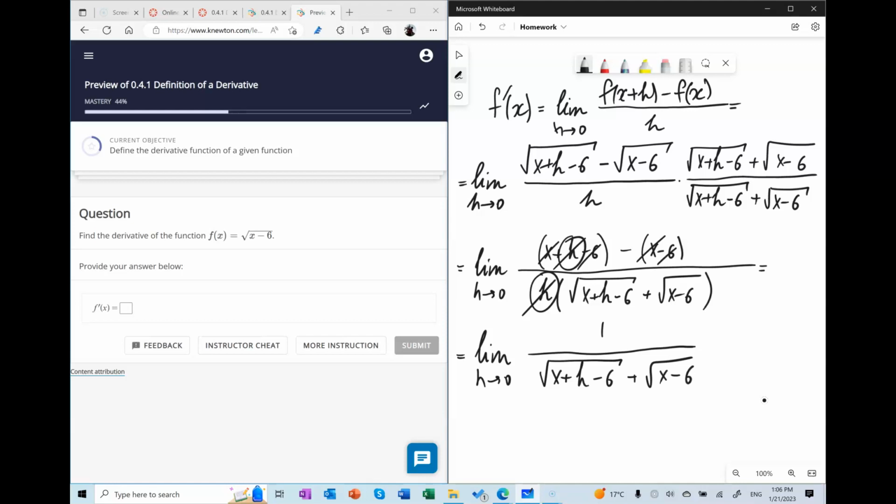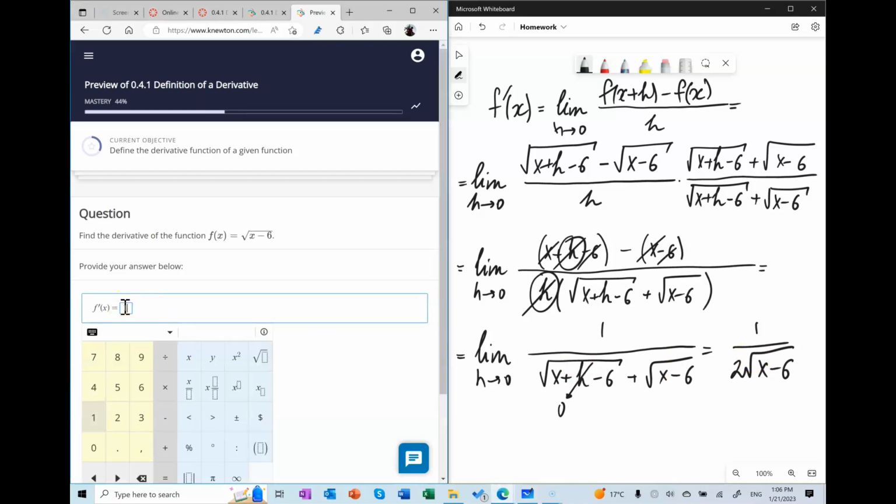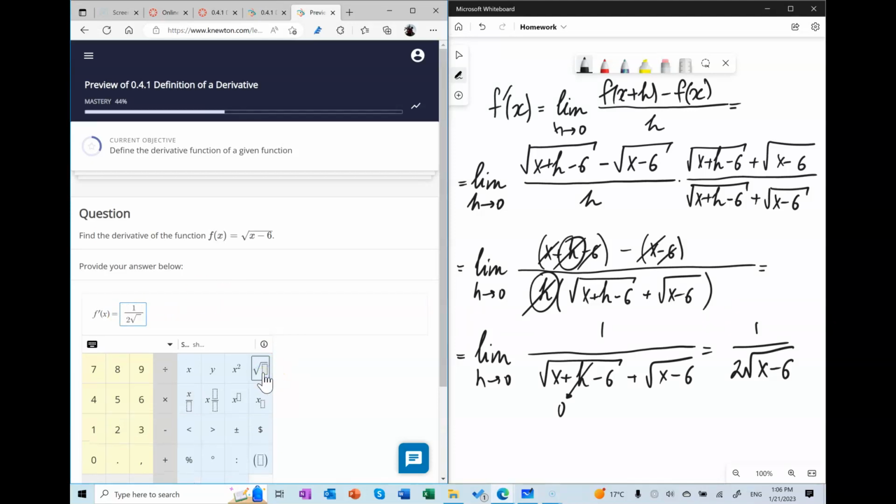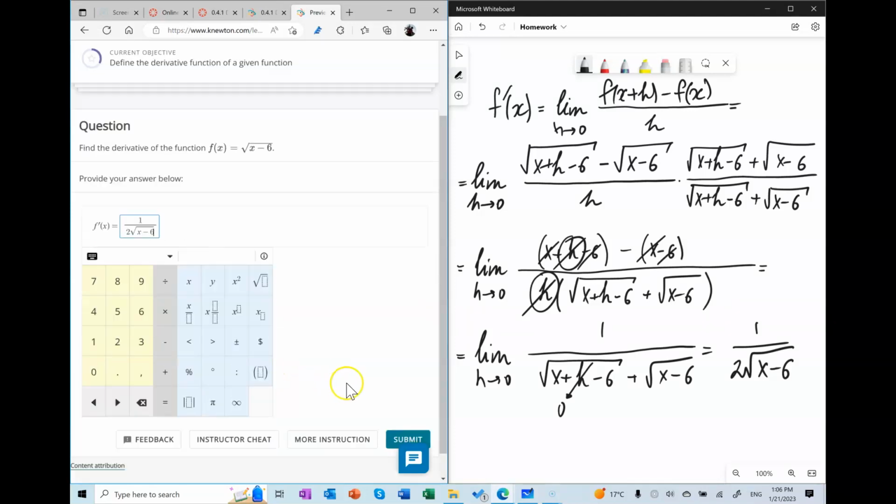So when h goes to 0, there's nothing really left here other than the two radicals of x minus 6. So this is your final answer. 1 over 2 square root x minus 6.